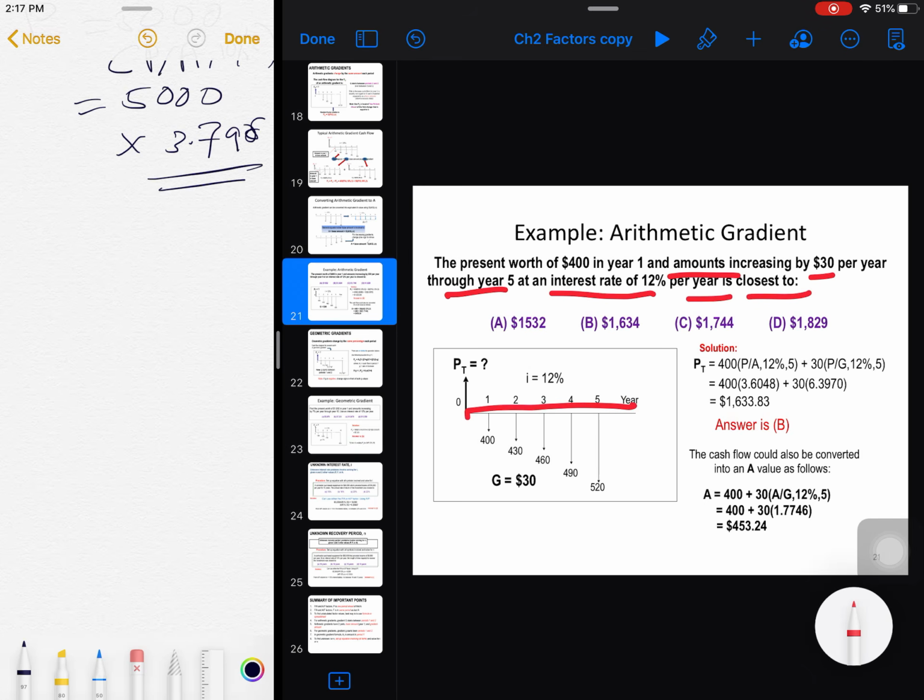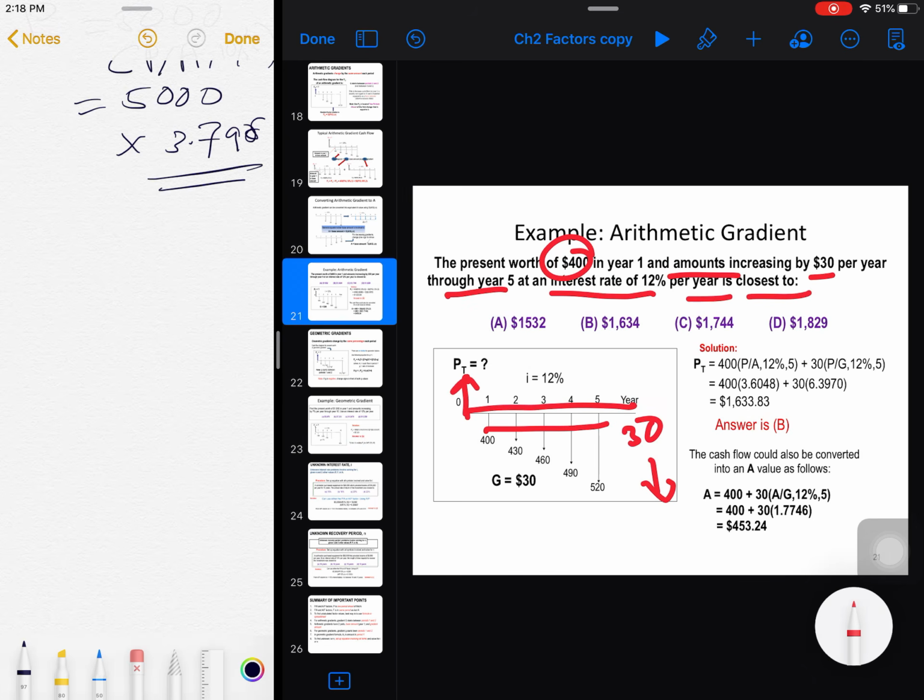Okay, in the cash flow diagram, you want to find the P total, the present worth of $4,000 in year 1. So the 400 is the base amount, and the G is actually $30, isn't it? And it keeps increasing after year 2 until year 5.